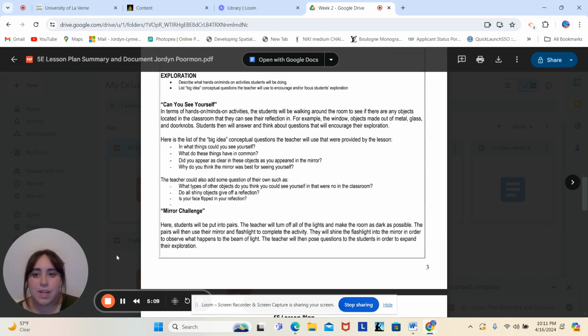Two different activities. There's Can You See Yourself and the Mirror Challenge. So in terms of Can You See Yourself, the hands-on activity is students walking around the room to see if they could see their reflection in every surface in the room. So they're looking at the windows, items made out of metal and glass, and the doorknobs, and maybe there's a spoon, or, can you see yourself in the book, and what can you see yourself in, what can't you see yourself in, and all of that.